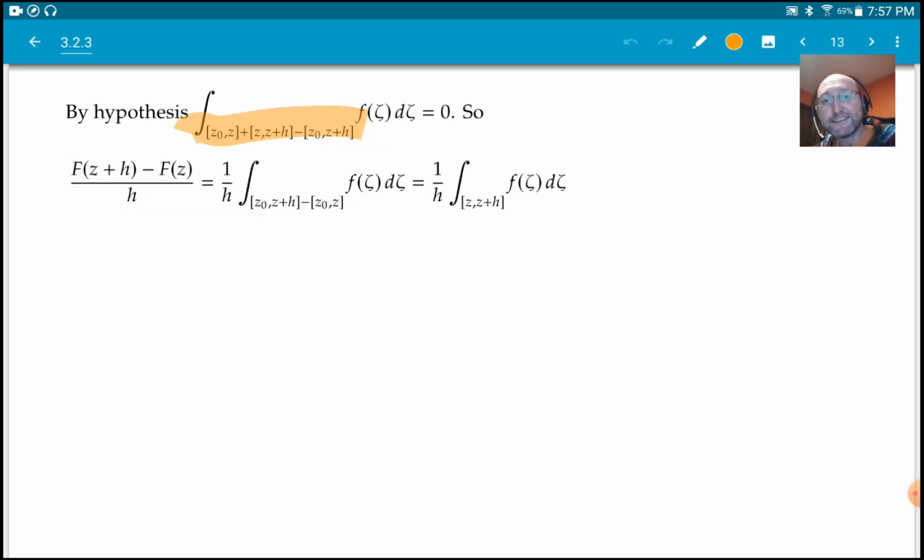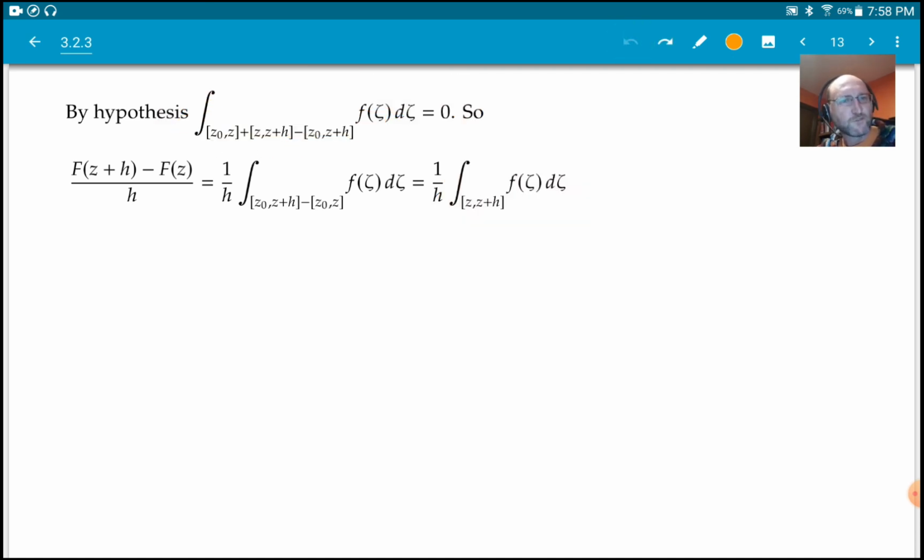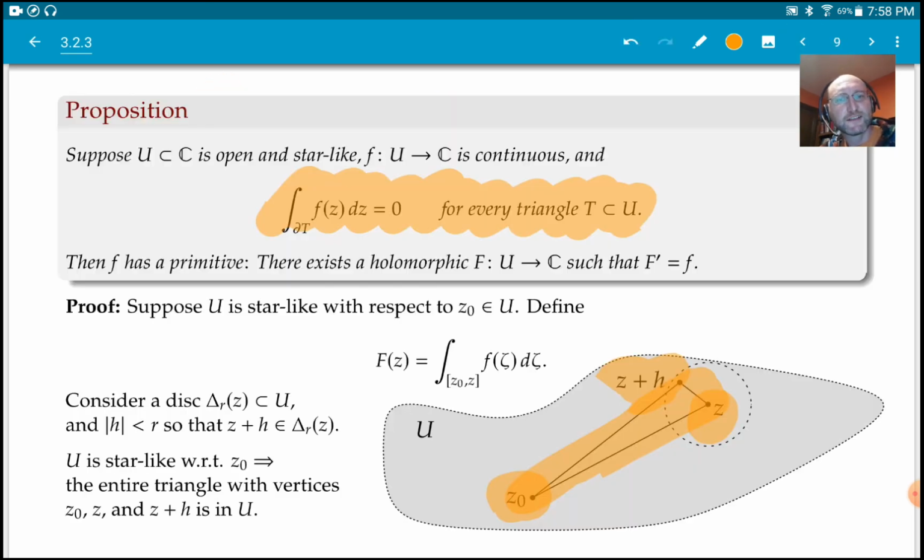Now, this thing says that if I take this thing minus this thing, that integral is the integral over this middle guy. That's coming from this equation up here. So far so good. So that's the integral over this little piece inside this disk. Let's maybe go back.